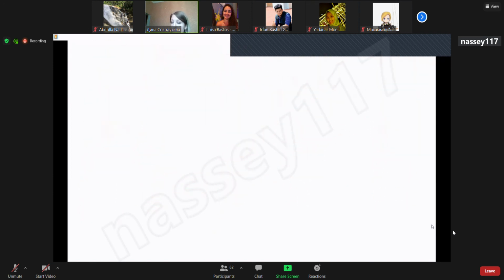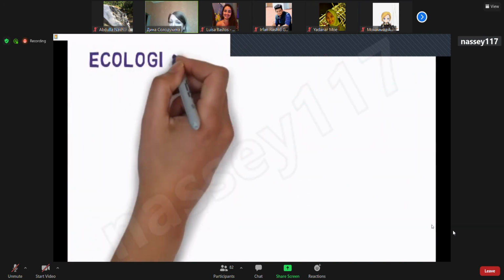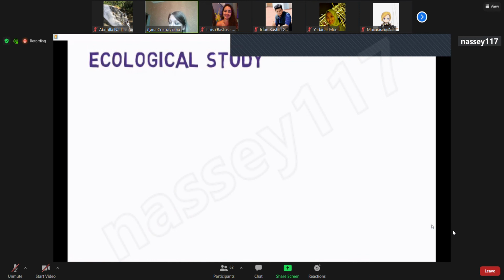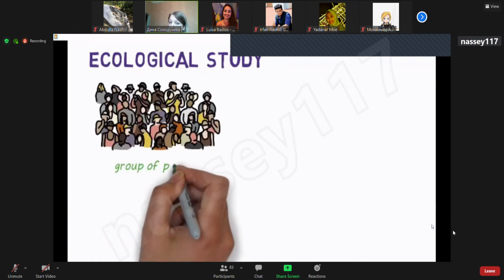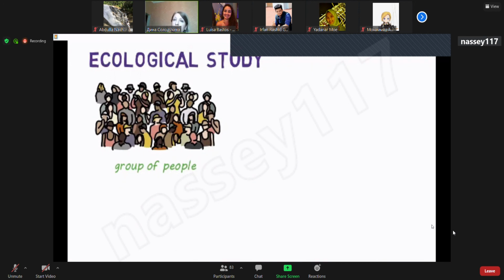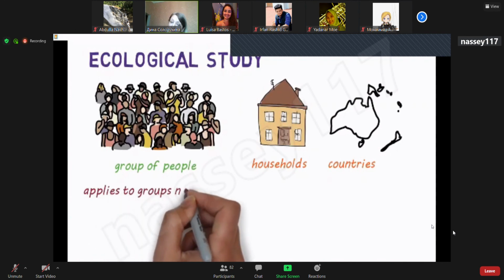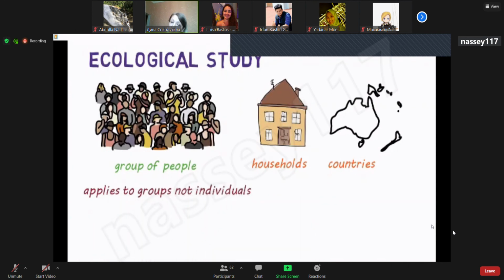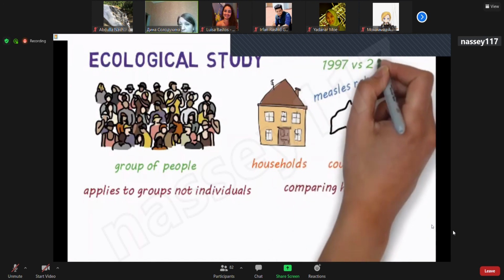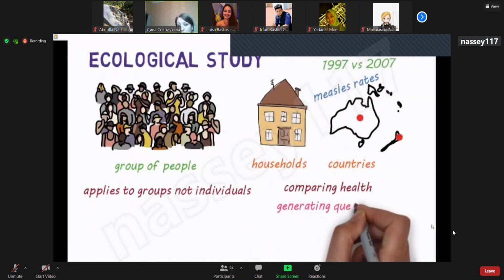Now let's have a look at a few different study types. An ecological study is a type of study where measurements like disease rates and information about exposures are made on a group of people. The groups can be as small as people in a house or as large as people in an entire country. It's important to remember that results and conclusions from ecological studies apply to a group and not to individuals. Ecological studies are useful for comparing the health of populations in different places, such as measles rates in Australia and New Zealand, or at different times. They're also useful for generating questions and highlighting issues that can lend themselves to future investigations or studies.